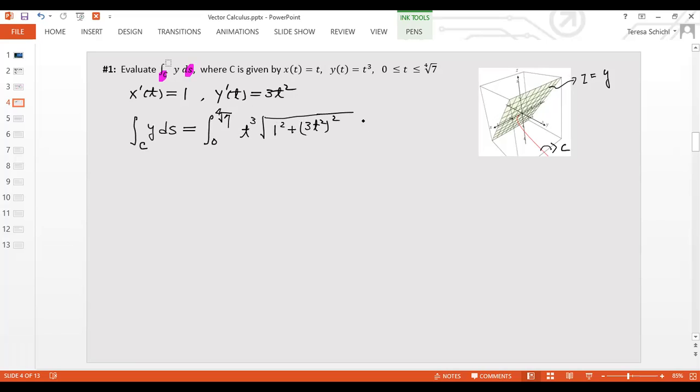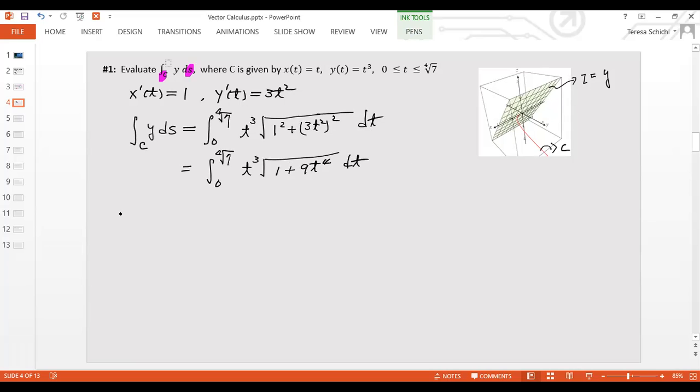So this will be what? This will be dt here. Now see here, did you change everything to the format we are familiar with in the calculus tool? We integrate with respect to the t variable, right? So this is from 0 to the 4th root of 7. This is t cubed, and then this is 1 plus 9t to the 4th, dt, right? And so 9t to the 4th dt.